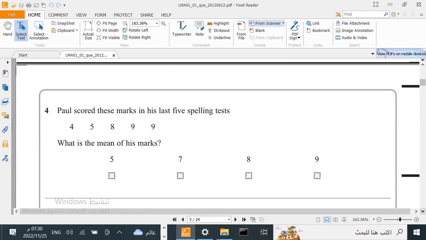Paul scored these marks in his last 5 spelling tests. So we have 5 marks that Paul got in the spelling test. What is the mean mark of his marks? Or what's the mean of his marks? How do we get the mean? Mister, I forgot how to get the mean. How do we get it? But I'll help you out.